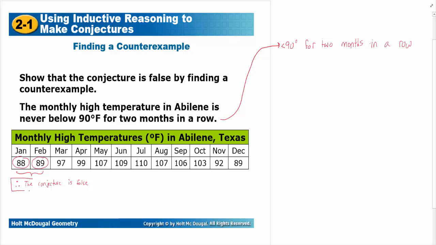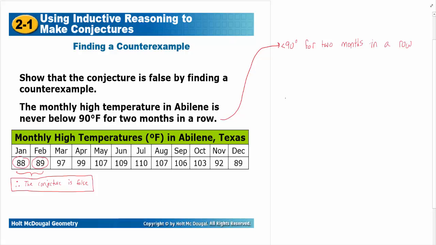So again, as long as you know what you need to do to provide a counterexample, it's pretty easy to find for the most part. Okay, I had to show, they said it was never below 90. I showed that it is below 90 for 2 months in a row, and therefore you're wrong.